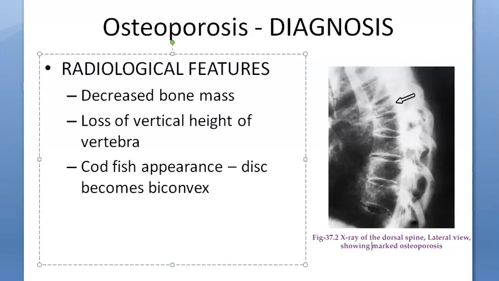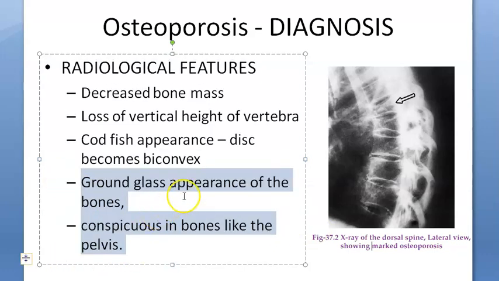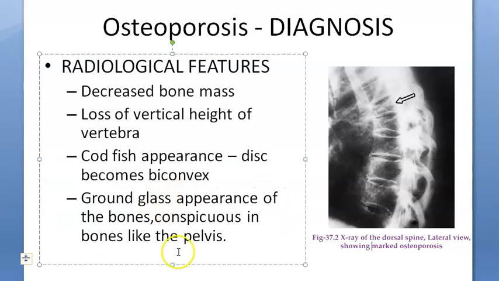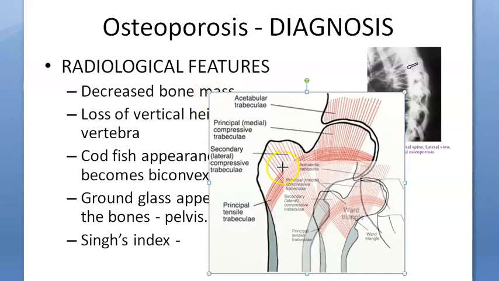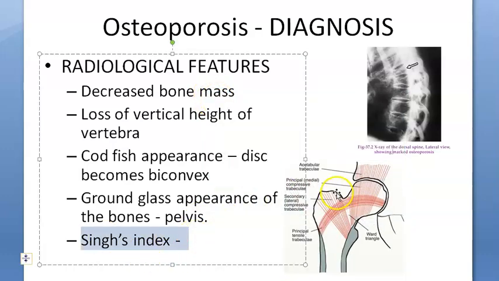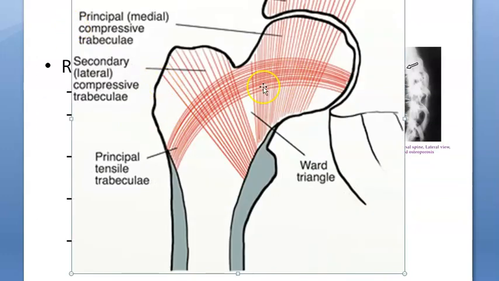Then ground glass appearance of the bones, conspicuous in the pelvis. Pelvis bone. Ground glass appearance, especially in the pelvis. And after that, let's look at Singh's index based on the trabecular pattern of the femoral head and neck. So there is some grading of the osteoporosis. Singh and others graded osteoporosis into 6 grades based on the trabecular pattern of the femoral neck trabeculae.